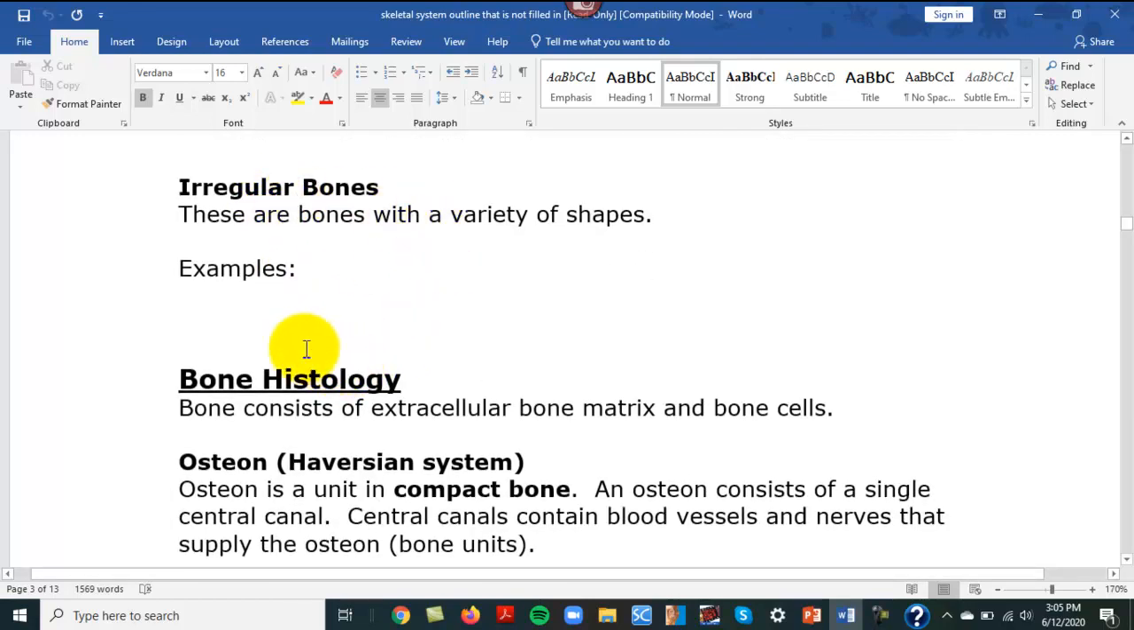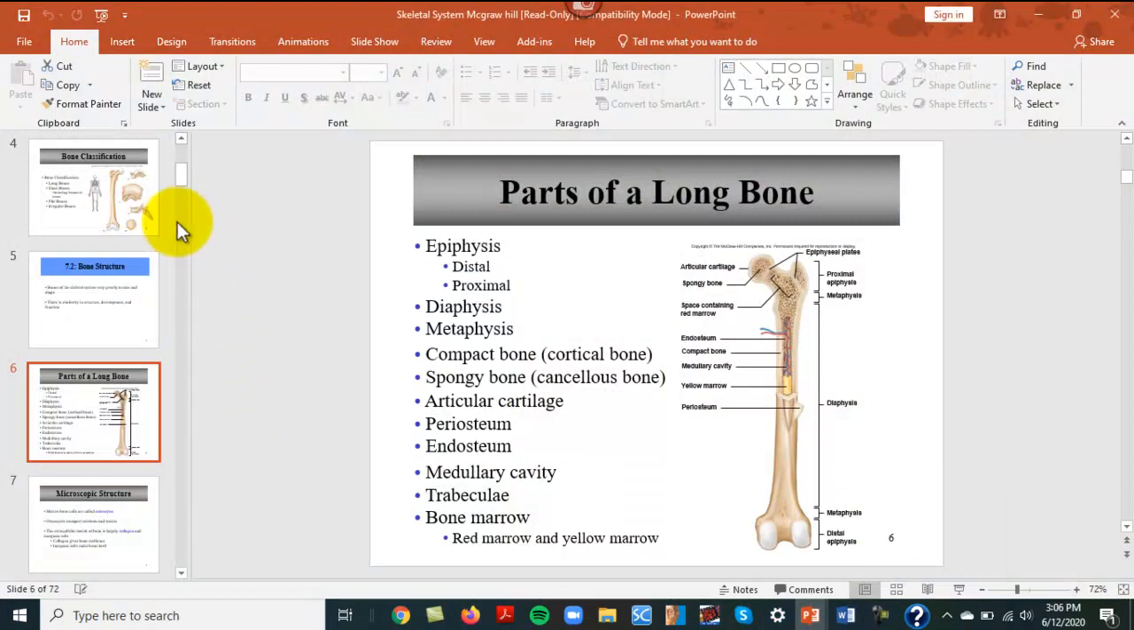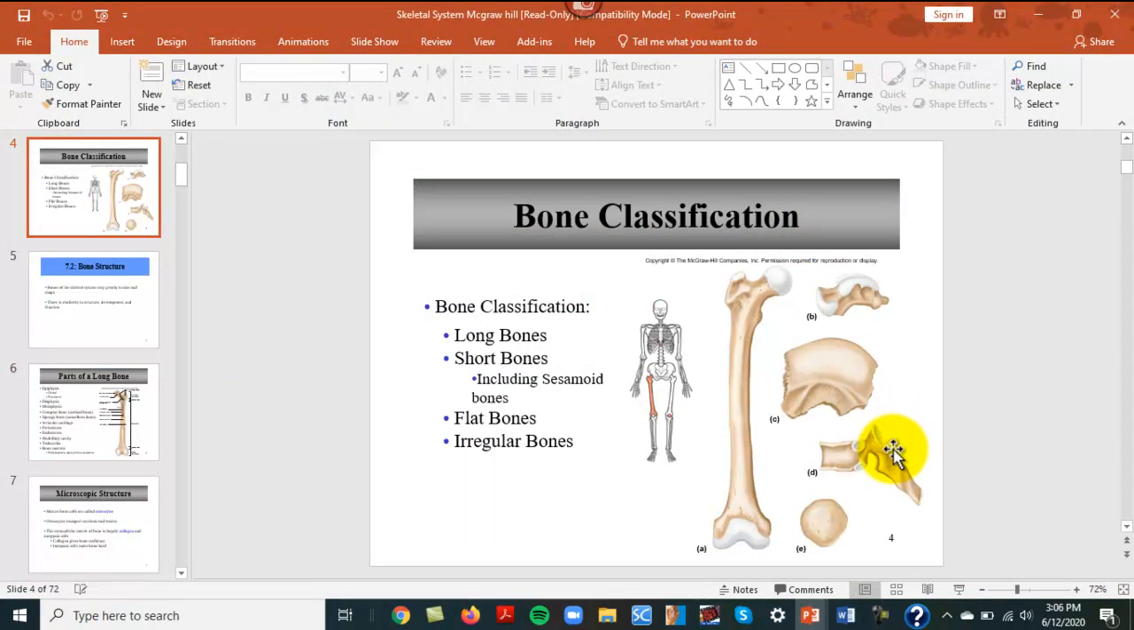Irregular bones are the vertebrae, the sacrum, and the coccyx, the tailbones. It's not showing it here, but that's a vertebrae. That's actually a thoracic vertebrae. It's got the long spine. So those are some examples.